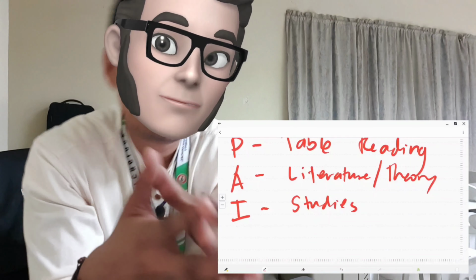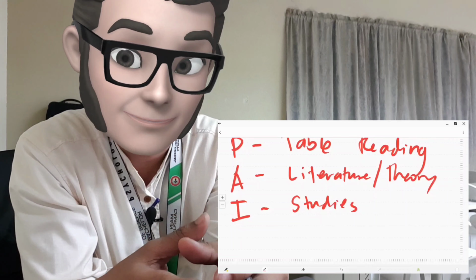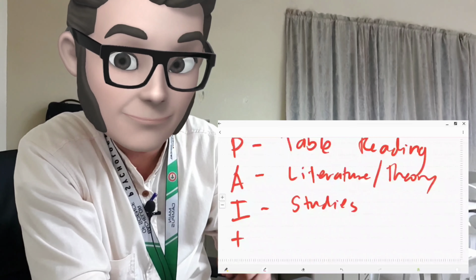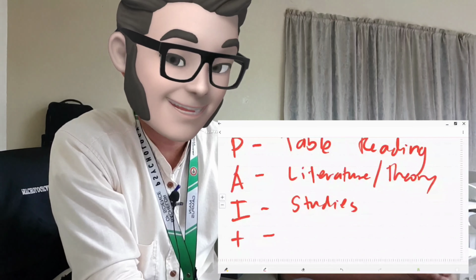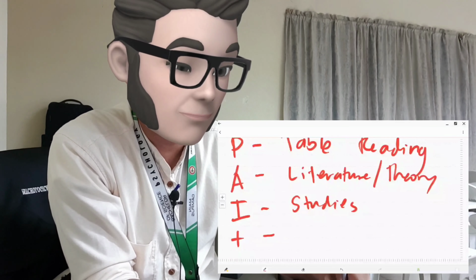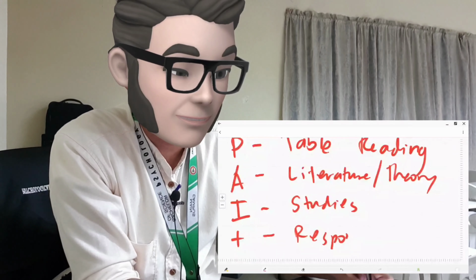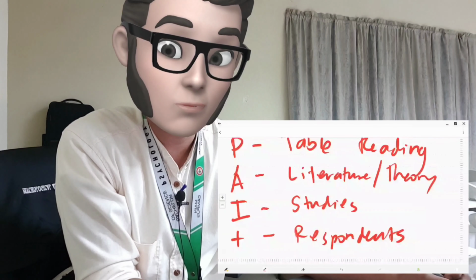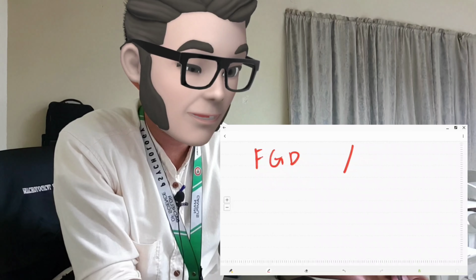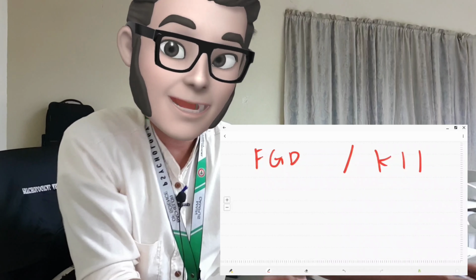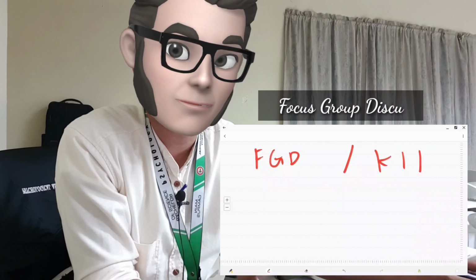Now, there's one more thing that I'd like to add for this part, and that's what we call the plus. What do we do with the plus? The plus basically are explanations coming from your respondents. What do we do with your respondents? There are two things that we can do. One is FGD. The other one is KII. FGD stands for Focus Group Discussion.